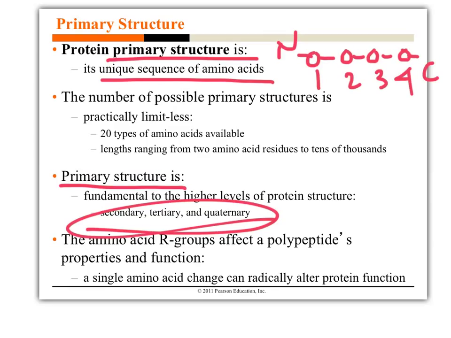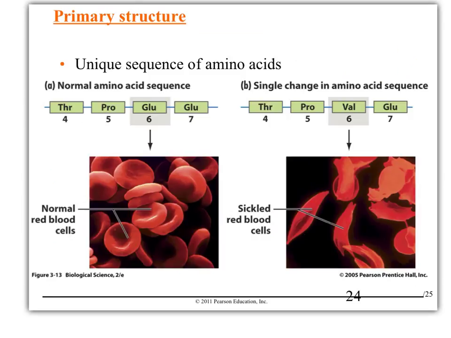So the primary structure is the sequence, which does in turn affect secondary, tertiary, and quaternary, right? But it's really just the sequence, primary structure, just the order of the amino acids. Okay, the order of amino acids and what they are.